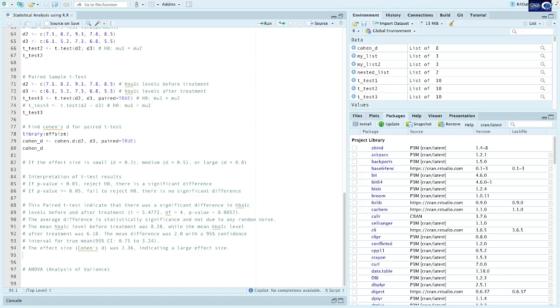Here the p-value is less than 0.05 for factor 1, and for the other two the p-value is greater than 0.05. So we'll also do Tukey's HSD.